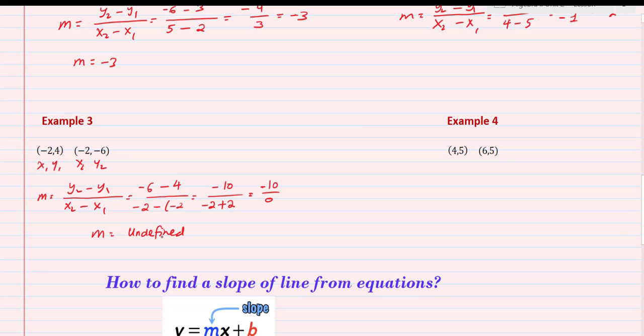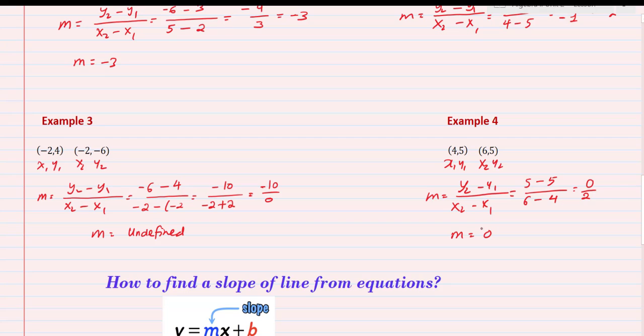Let's see the last slope. We have x1, y1, x2, y2. Again, we write the formula, y2 minus y1 over x2 minus x1, and we have 5 minus 5, and we have 6 minus 4, and this is going to be 0 over 2, and the slope is going to be 0 slope.